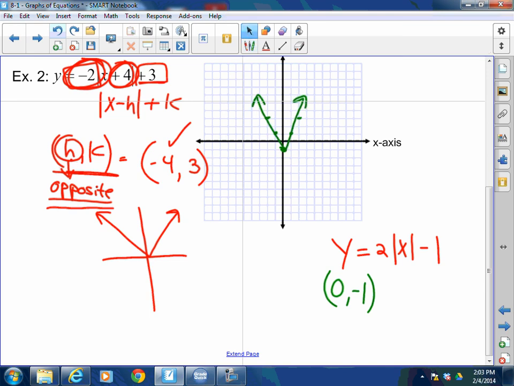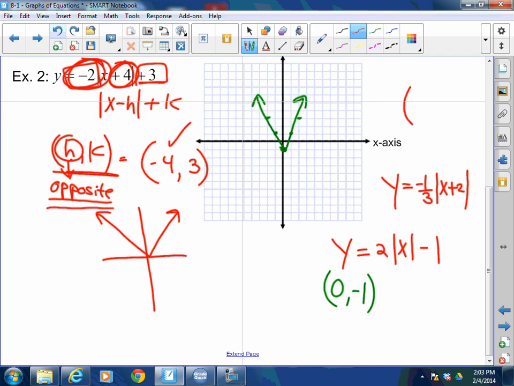What if it's like x plus 4, but there's no minus 1? Like I said, then the k is 0. For example, y equals negative 1/3 absolute value of x plus 2. What's my HK here? Negative 2, 0, because there's no k. So negative 2, 0 would be right here at negative 2.